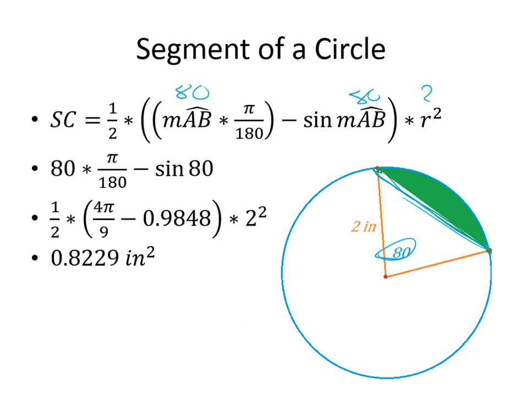So for this example, our measure, this 80, would go here and here, and then 2 would go there. So when we plug it in, the first thing I'm doing is the part inside the parenthesis, so it'd be 80, the central angle, times pi over 180 minus sine of 80. Then it's 1/2 times 4 pi over 9 minus 0.9848, times basically 4. And you will not have to keep this in terms of pi, you can just multiply through, and we get less than a square inch of area on this circle. It's about 0.8229 square inches. Okay, so that's for the segment.